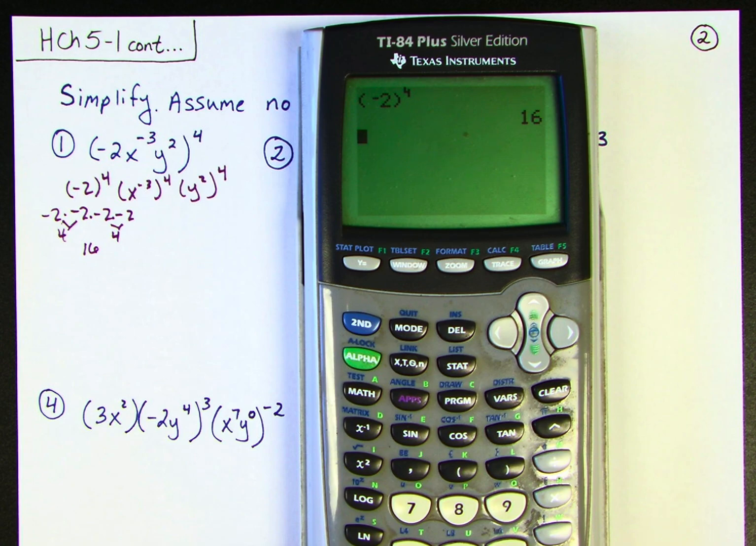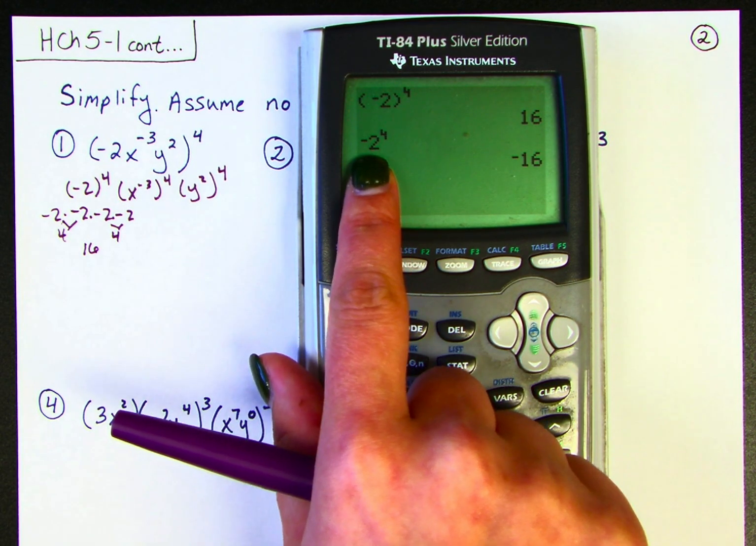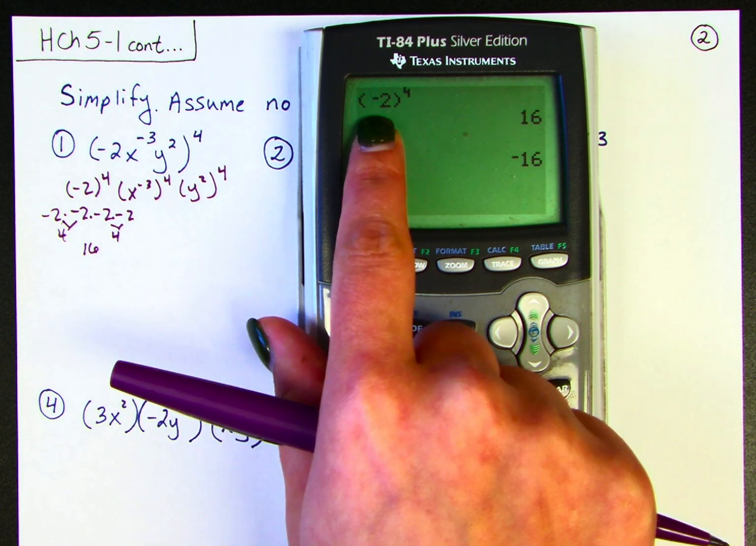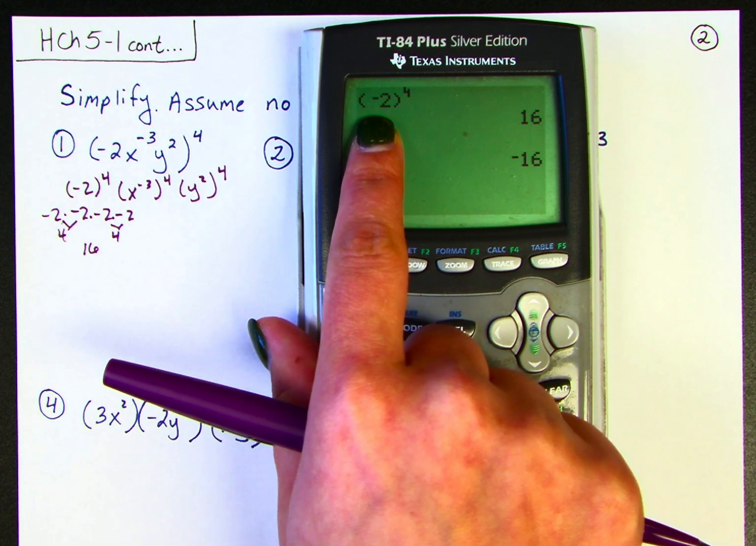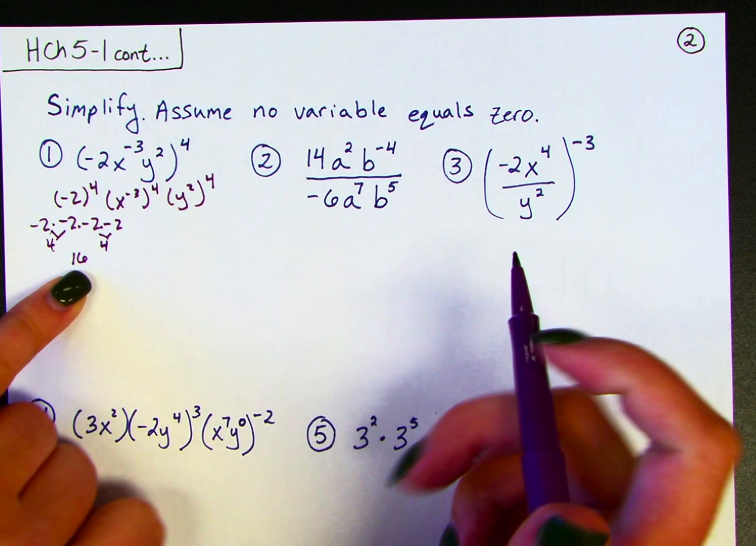Okay. Now, again, if I don't put my negative number in a parenthesis, it's going to give me the wrong sign on the number. So that's why it's so important that you are typing it into your calculator correctly, because this means negative 1 times 2 to the 4th. But in our case, we're just taking negative 2 to the 4th power. Okay. So this becomes that positive 16.